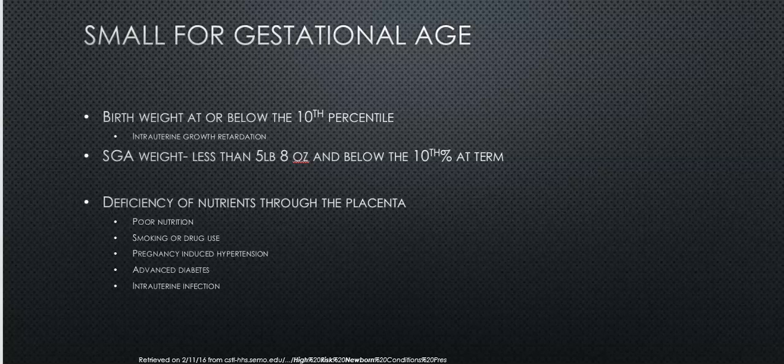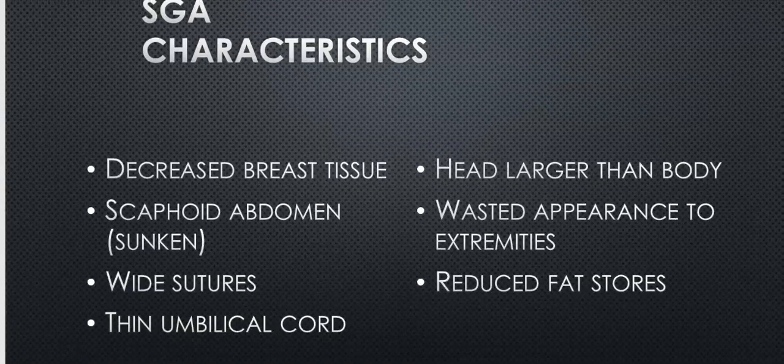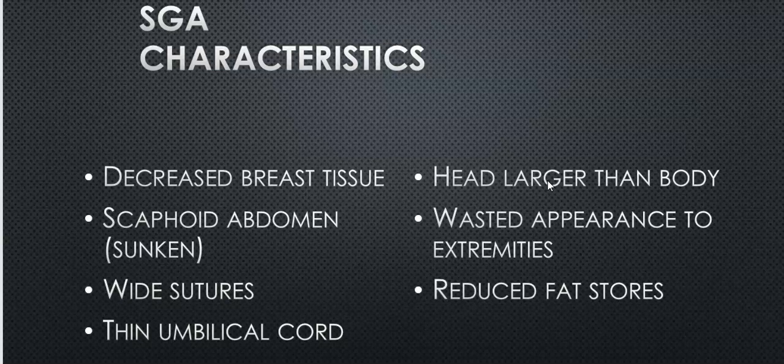This baby can be small for gestational age, and there can be other conditions based on what we talked about in class. When you look at the characteristics of SGA babies, some of their characteristics may be similar to babies who are IUGR. A baby who's IUGR may have a sunken, scaphoid type of abdomen, wider suture lines, and a thin umbilical cord. That may be the same case you see in an SGA baby as well.